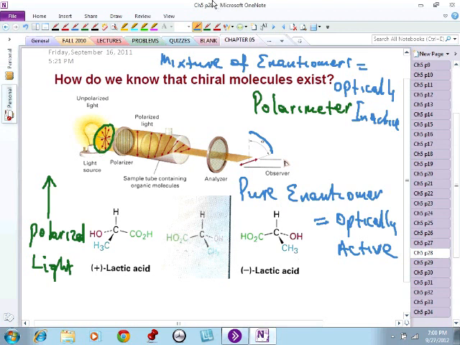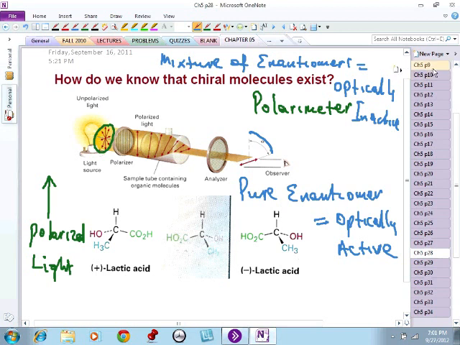If you have a pure enantiomer, it will have a specific rotation that is distinct for that particular enantiomer. But if you have a mixture with an equal amount of the enantiomers, there will be no net rotation. However, if you have a mixture that is not an equal amount, there will be a net rotation, and the amount of that net rotation depends on the concentration of each enantiomer in the mixture.